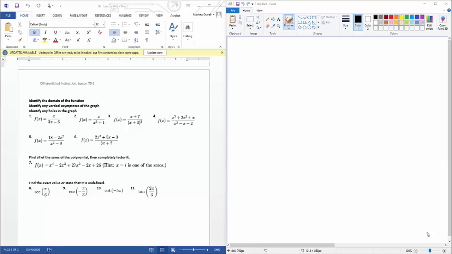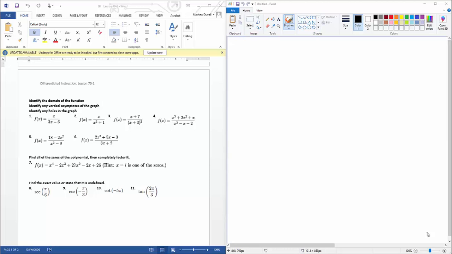All right, 70-1 says identify the domain of the function, vertical asymptotes, and holes of the graph. Now, the domain are everything except what makes your graph undefined. So think of it this way. The domain are a list of all the x values that you can use to plug in. You have to exclude from that list the values that give you undefined.